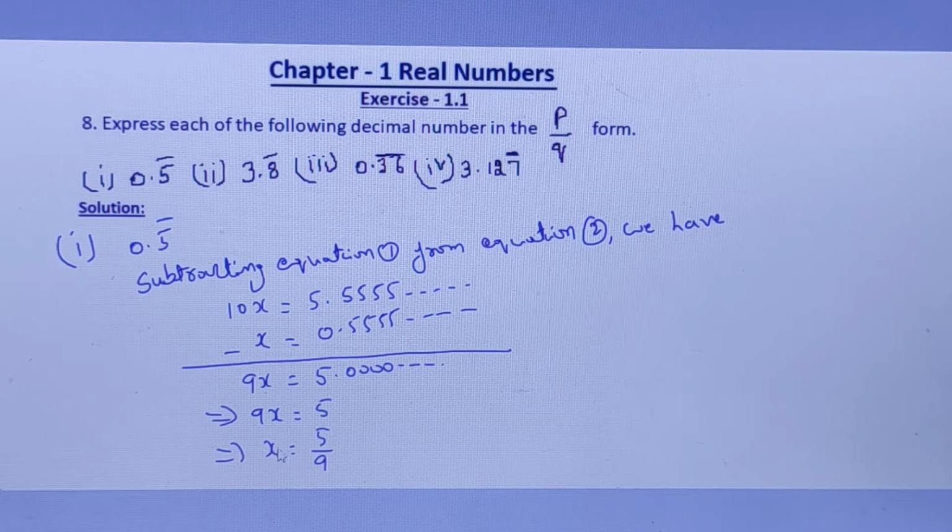What is x? We have assumed x as 0.5 bar. So this implies 0.5 bar is equal to 5 by 9. So 5 by 9 is of the form p by q, right? Where q is not equal to 0. So this is the solution.